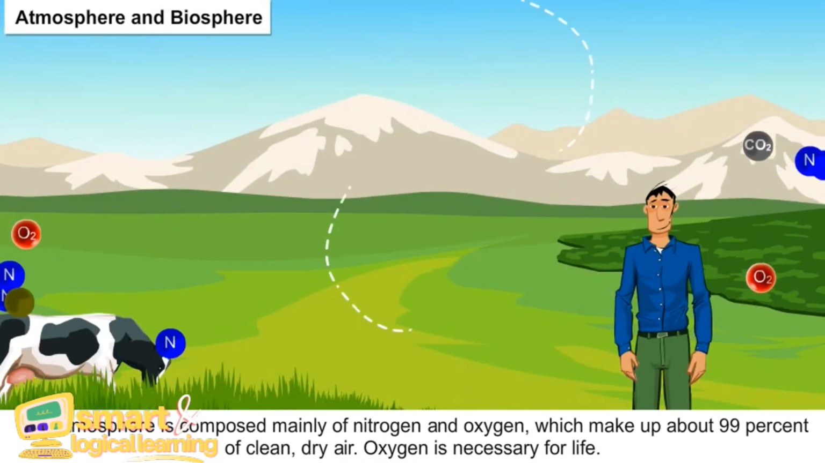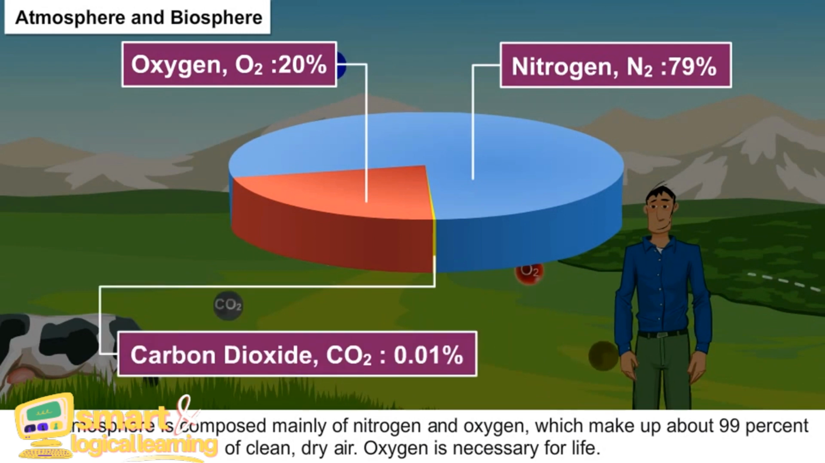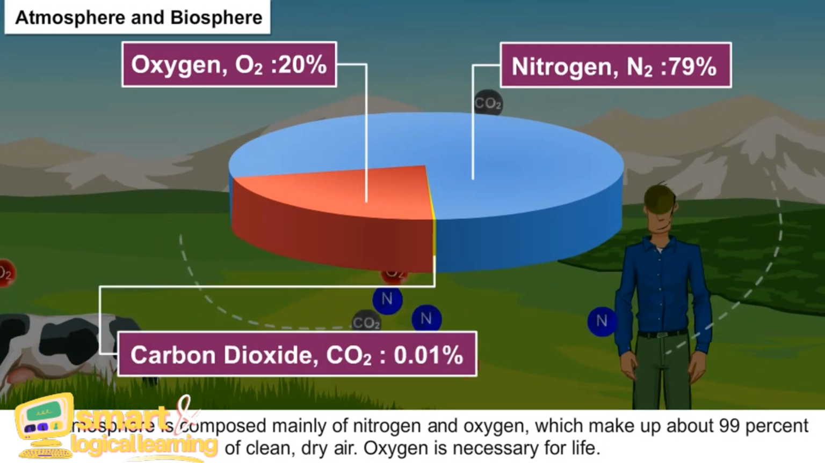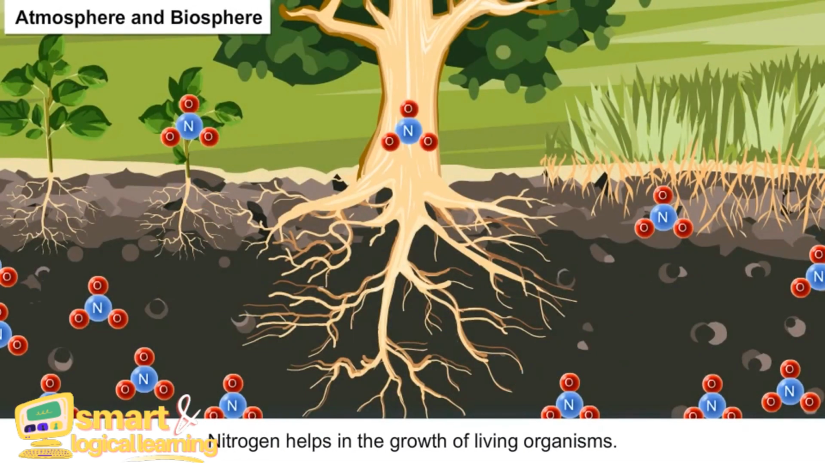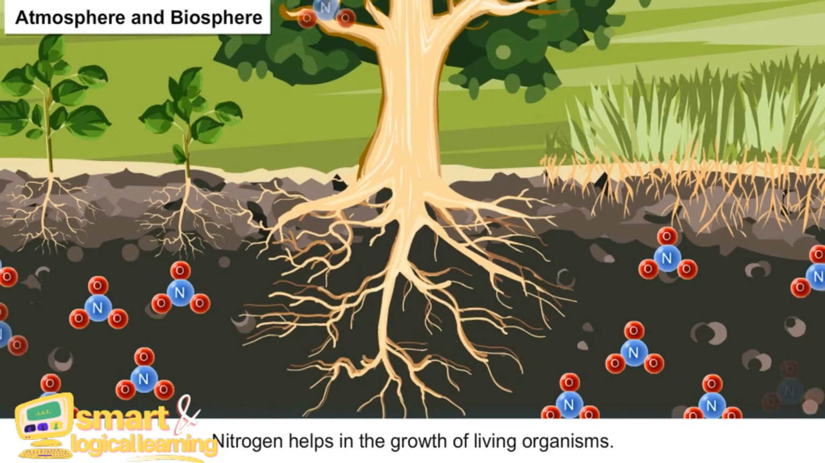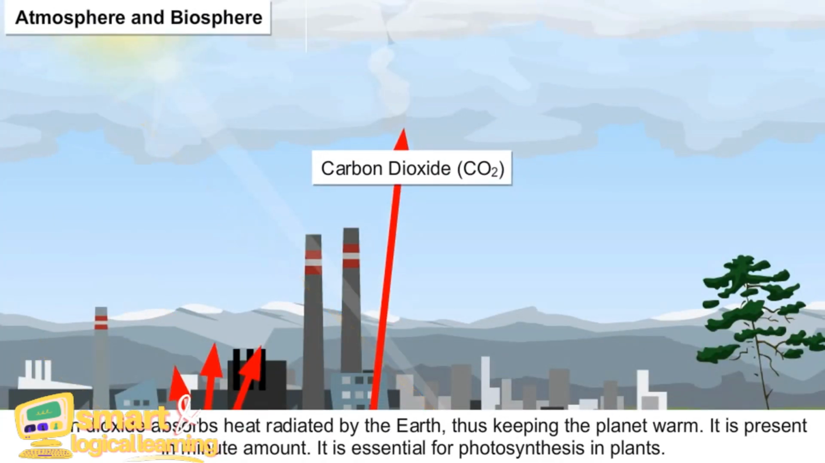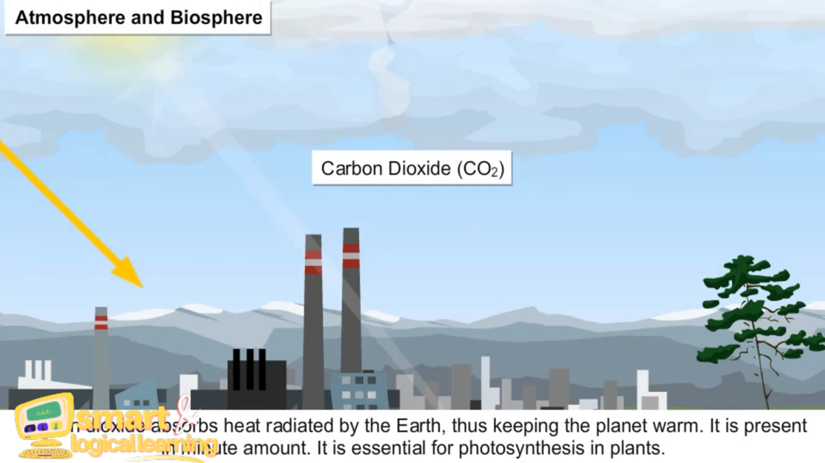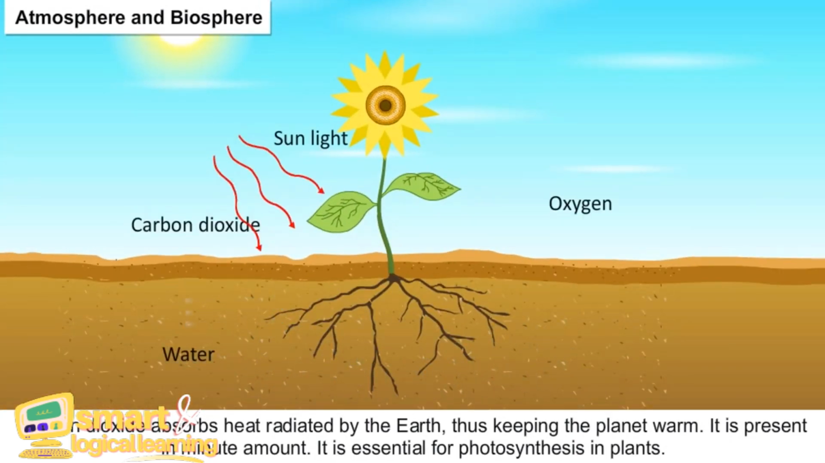The atmosphere is composed mainly of nitrogen and oxygen, which make up about 99% of clean and dry air. Oxygen is necessary for life. Nitrogen helps in the growth of living organisms. Carbon dioxide absorbs heat radiated by the Earth, thus keeping the planet warm. It is present in minute amounts. It is essential for photosynthesis in plants.